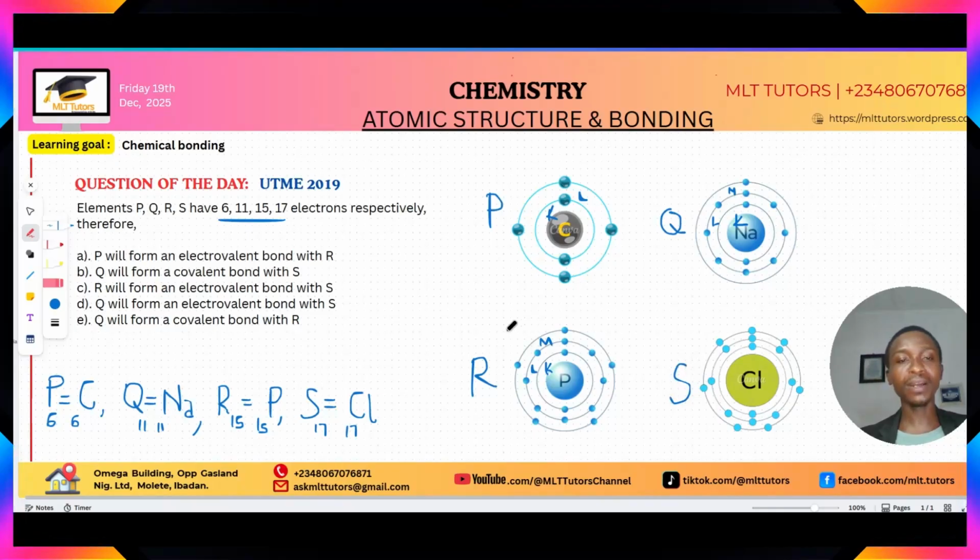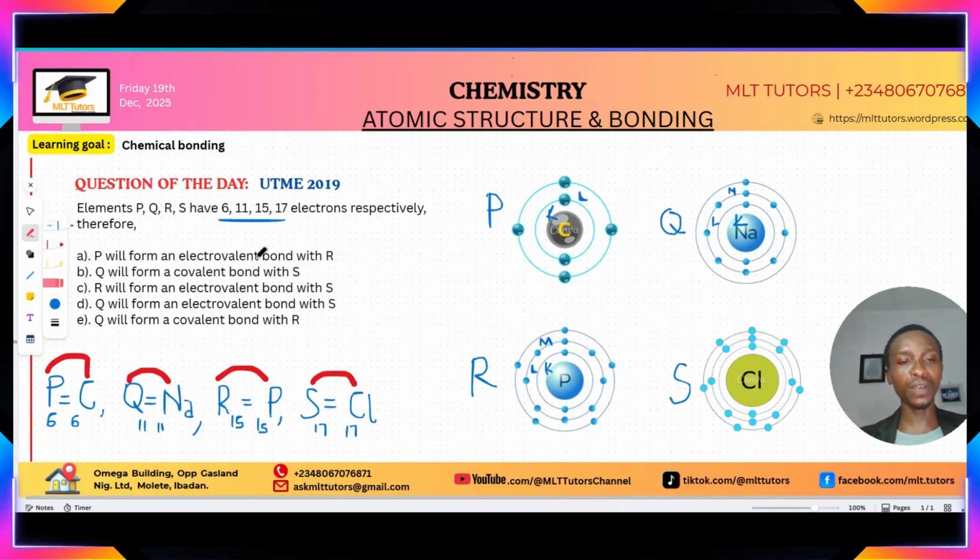Now that we have identified what elements P, Q, R, and S are, our problem is almost half solved. We have established that element P is carbon, element Q is sodium, element R is phosphorus, while element S is chlorine. Now the next thing is, what kind of bond will form when these elements are combining? Let's take for instance option A, element P combining with element R.